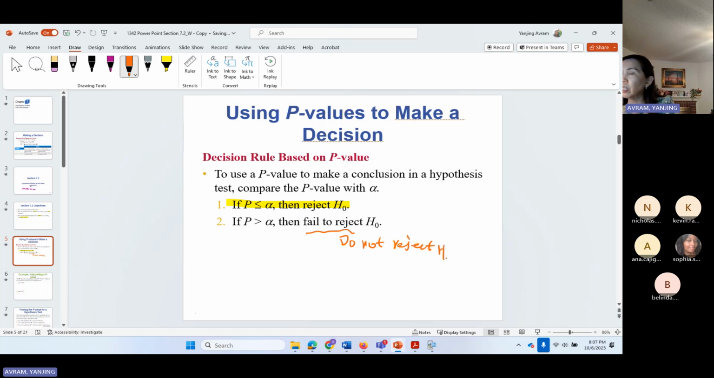All right, in statistics, we usually use a little bit of terminology called fail to reject the null hypothesis. What does fail to reject mean? Well, fail to pass the course. What does fail to pass the course mean? You fail to pass the course, that means you do not pass the course, right? So that is the same thing. Fail to reject the null hypothesis is the same thing as do not reject the null hypothesis.